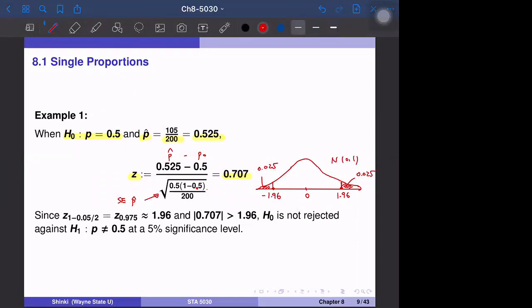For a standard normal random variable, 95% of observations are covered between negative 1.96 and positive 1.96. So 0.707 is around here. This is a typical value of the distribution. So we do not reject the null hypothesis at the 5% level. So the assumption that the true proportion of male babies is 50% may be a plausible assumption.